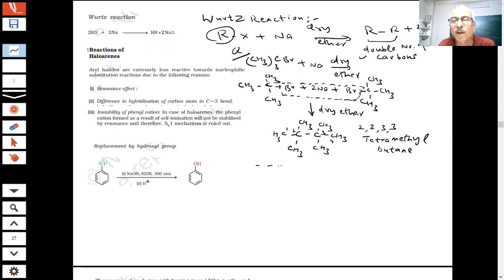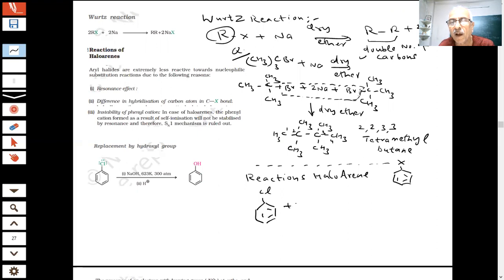Now we are coming to the reactions of haloarenes, student. Haloarenes are those in which halogen is attached to an arene system. Arene system means benzene system, aromatic system. Supposing we say in the paper, this is my chlorobenzene, NaOH, aqueous. What is the product, student, if this question is given?